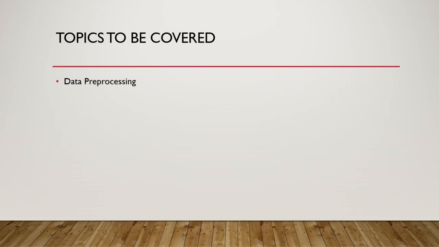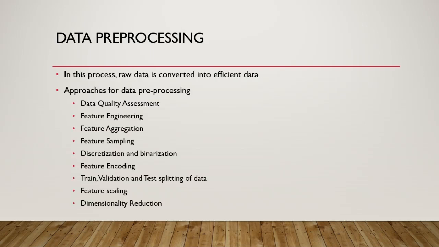We are going to cover data pre-processing today. In this process, the raw data is converted into efficient data. As I told you, we make that data ready for the next phase of processing. There are different approaches for data pre-processing that include data quality assessment, feature engineering, feature aggregation, feature sampling, discretization and binarization, feature encoding, train, validation and test splitting of data, feature scaling, and dimensionality reduction. These are the most common processes that we use as part of data pre-processing.